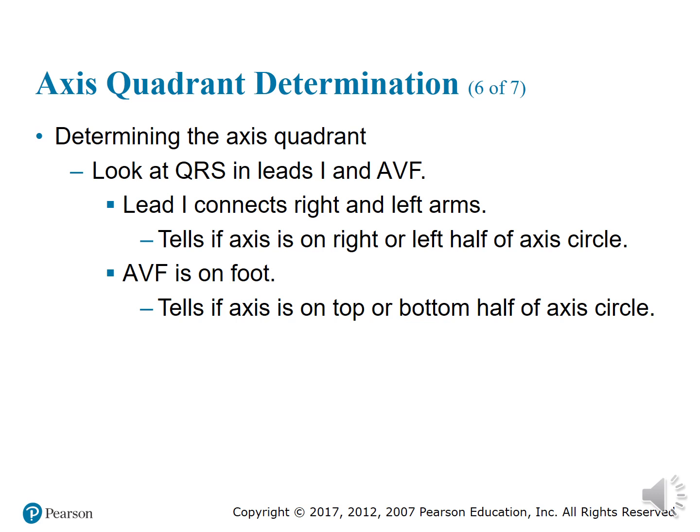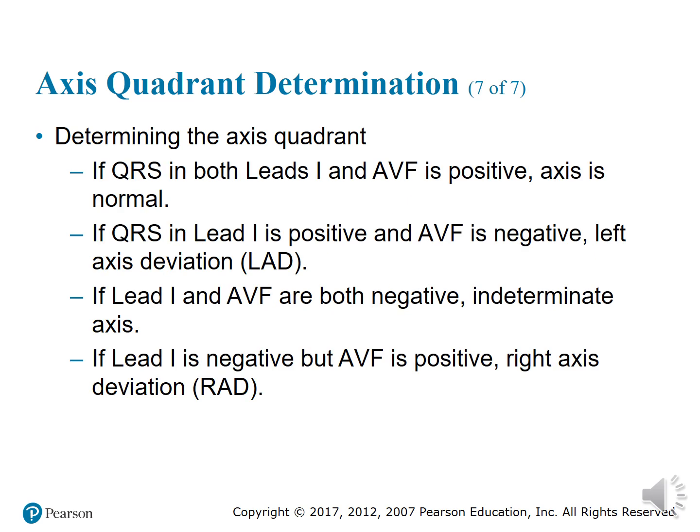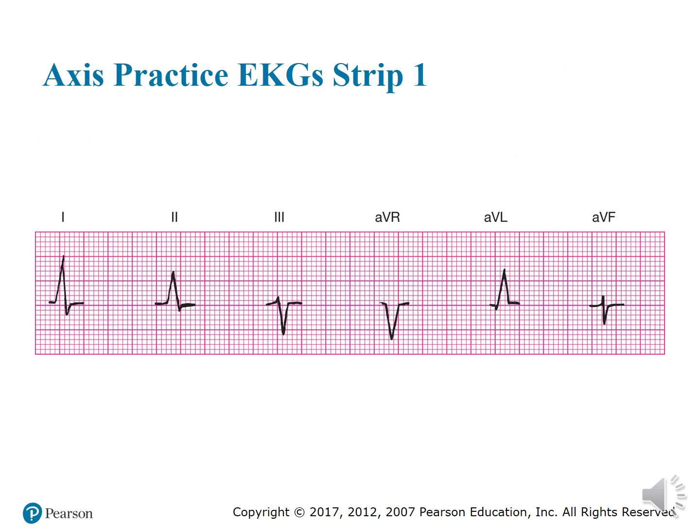So we're concentrating only on lead 1 and lead AVF when we're determining axis quadrant in the following EKG strips that I had given you. We're looking at leads 1 and AVF. Those are the only 2 leads we're looking at. We're seeing what the QRS is doing.